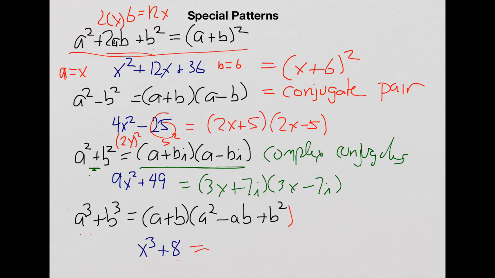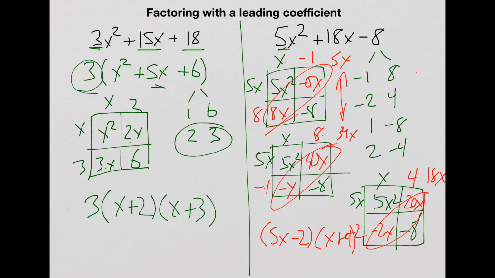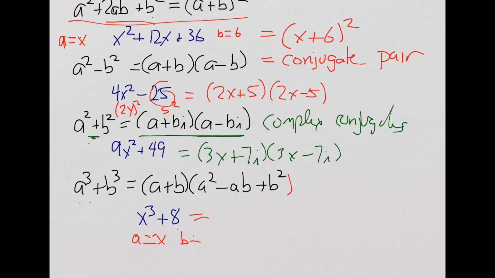So when we look at this, x cubed plus 8, that would be a is x, b is 2, because 2 to the third power is 8. So this answer is going to be (x plus 2)(x squared minus 2x plus 4).